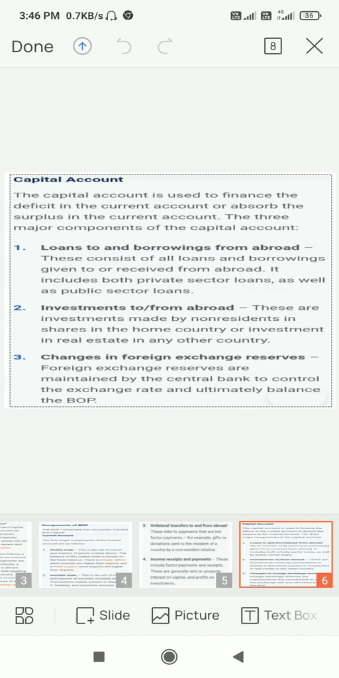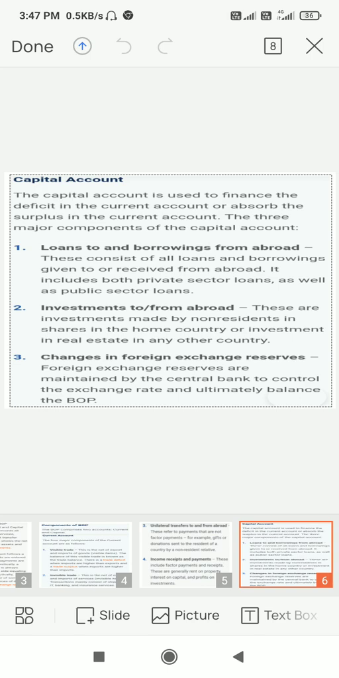Next is another part of the components, that is called capital account. Under the capital account there are three major components. Number one is called loans to and borrowing from abroad. Loans to and borrowing means suppose you have given a loan, or another one is you have taken a loan from abroad. So this consists of all loans and borrowings given to or received from abroad. Under this component, it includes both private sector loans as well as public sector loans.